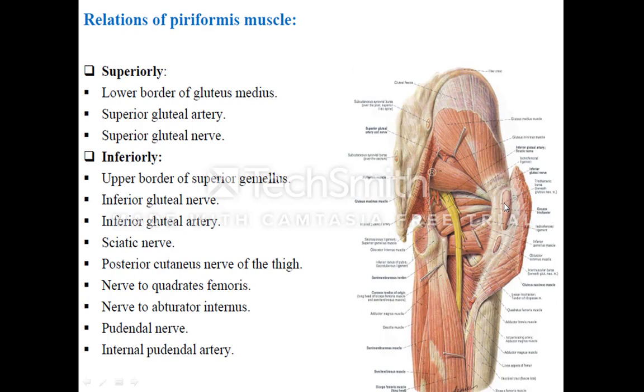So we have structures passing above and structures passing below this muscle. As we see, the superior gluteal artery, superior gluteal nerve, and lower part of the gluteus medius are all found just above the muscle. This is the superior gluteal artery, and this is the gluteus medius muscle. Inferior to the piriformis muscle, we have the largest nerve in the body, the sciatic nerve. We have the inferior gluteal artery, inferior gluteal nerve, and posterior cutaneous nerve of the thigh. We also have the nerve to quadratus femoris, nerve to obturator internus, and the pudendal nerve and the internal pudendal artery.